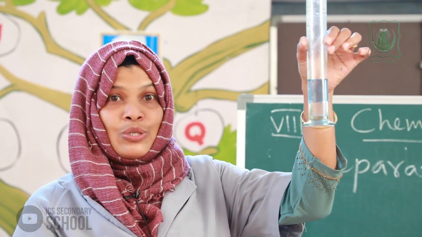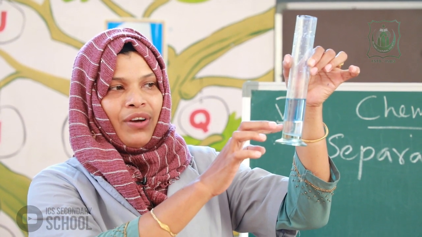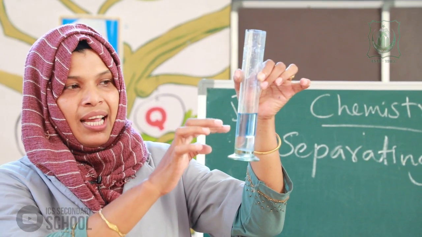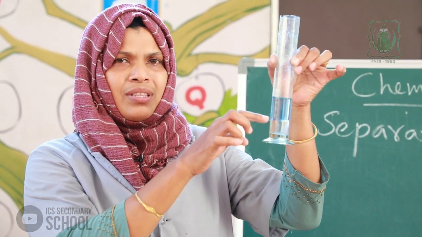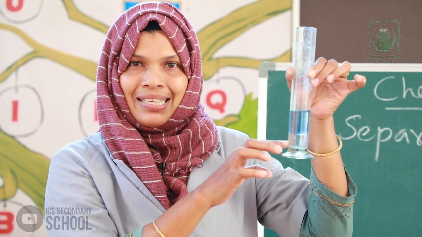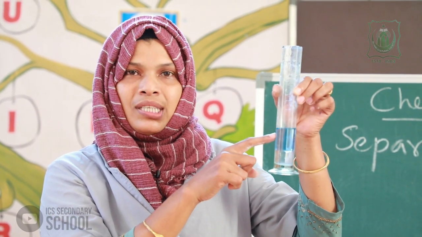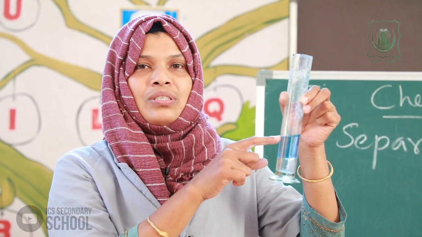Okay, it forms two layers. Lower layer is water and upper layer is kerosene. What is the reason for this? Okay, water is denser than kerosene.